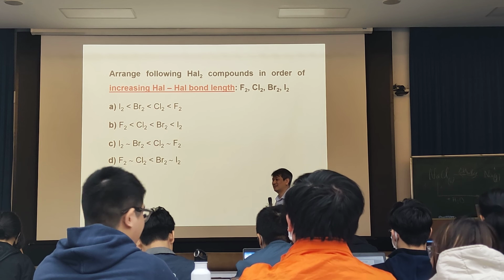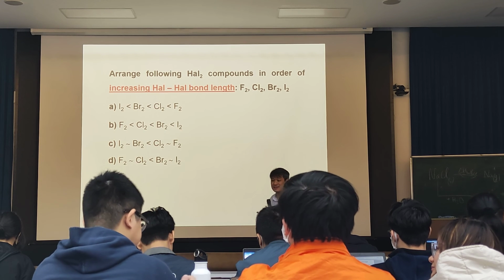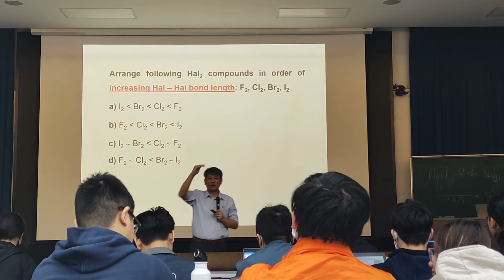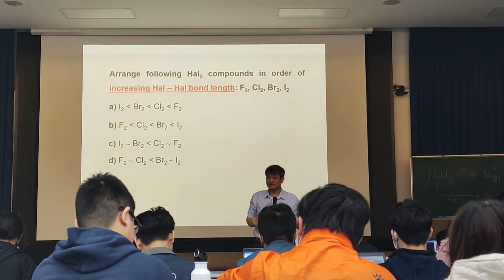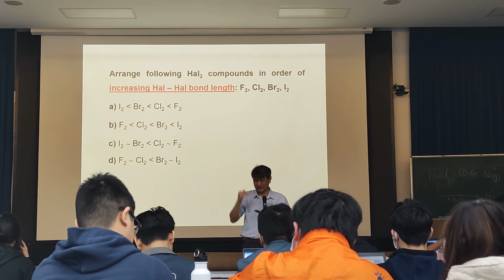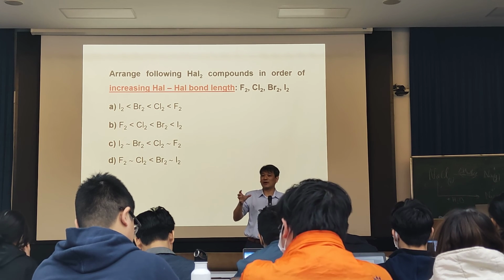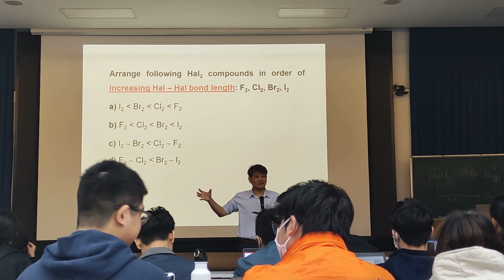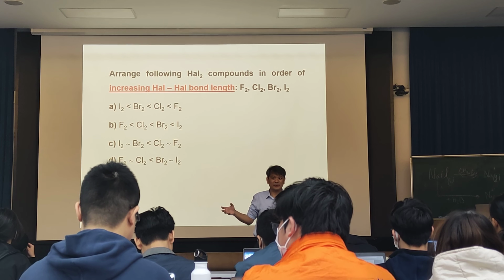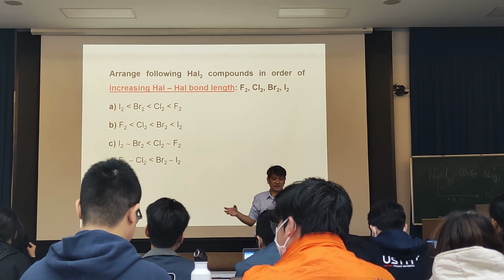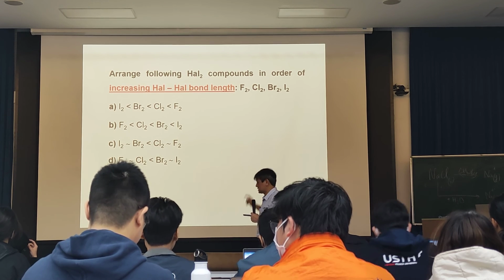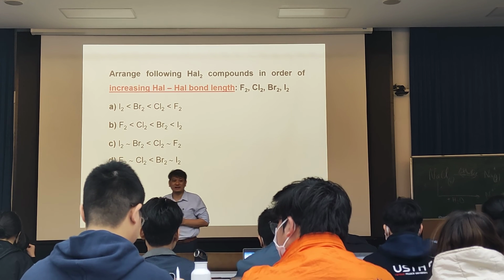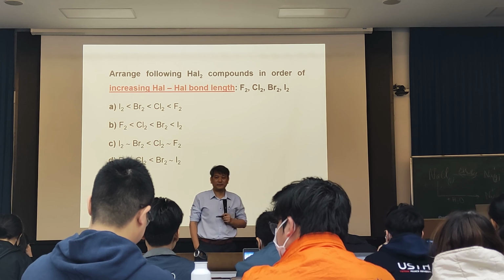A. The correct answer should be B. Because when you go from top to the bottom, the atomic radius will increase. Okay? So when the atom becomes bigger, the distance between the two atoms will become longer. The two nuclei become further apart, right? Is it correct? So fluorine will be the smallest one, so the distance will be shorter, followed by chlorine, bromine, and iodine.